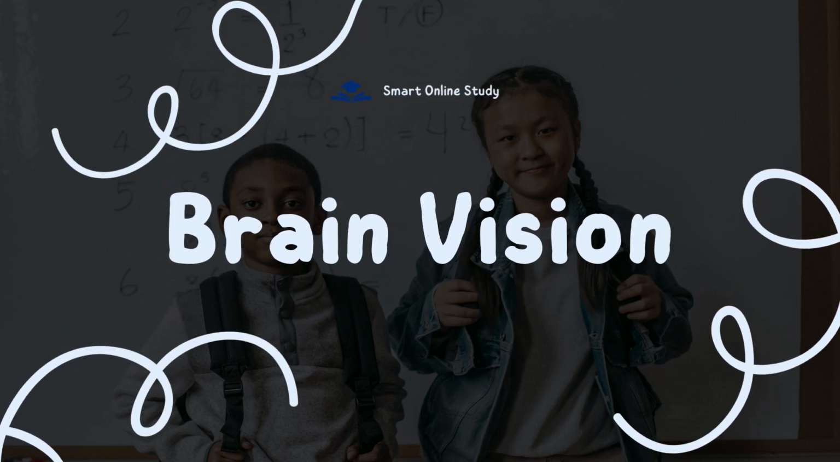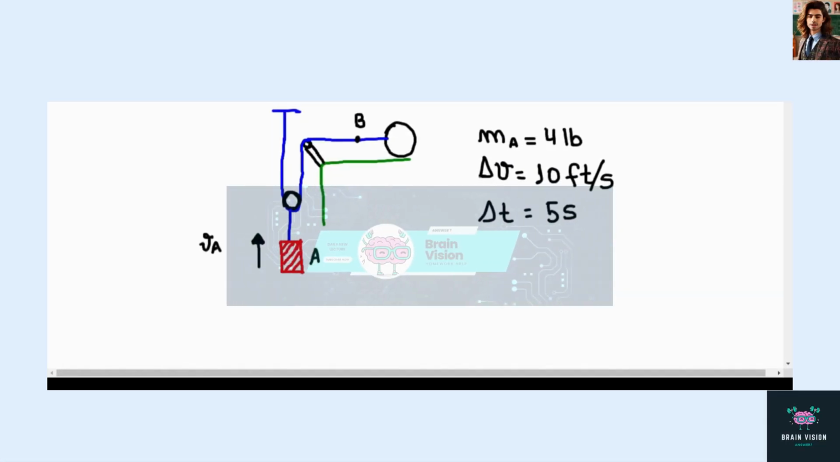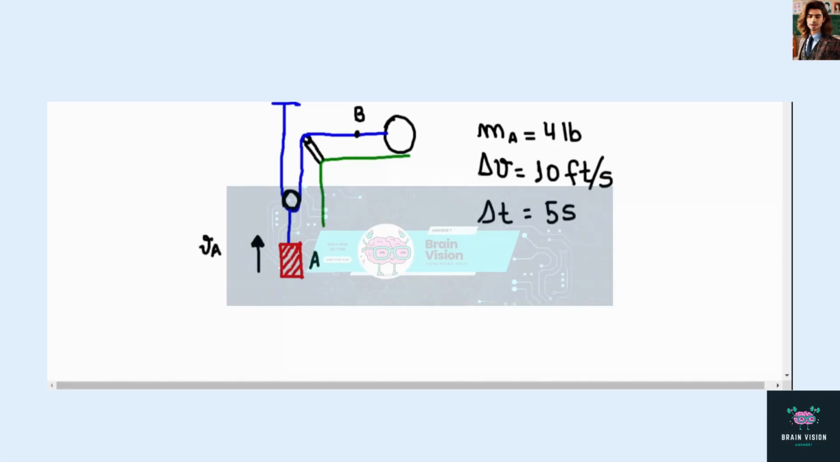Welcome to Brain Vision. In this exercise, we're going to use the concept of force. Before diving into the exercise, I'm going to briefly write here Newton's second law, which tells us that the sum of the forces that act on an object is equal to the mass times the acceleration of that object. So this is the concept we're going to use throughout this exercise.